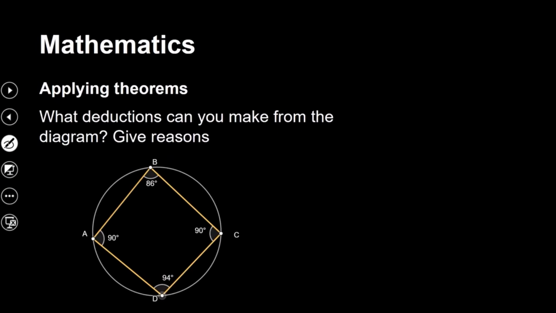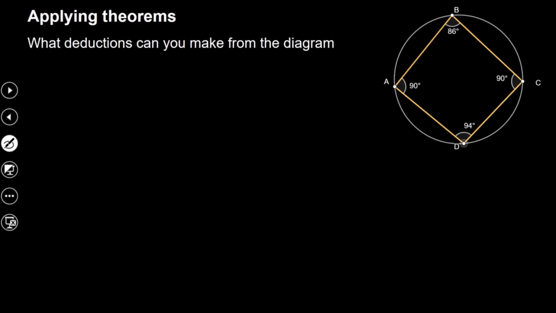So when we are applying these theorems, I want you to think about what deductions you can make from this diagram. And you also need to give me reasons why you are claiming what you are claiming. Because remember, I told you, we do not do something because it looks like it or because we think it is, without having proof or a foundation. That's why we start with these theorems and then apply them later on. So what deductions can we draw from this?